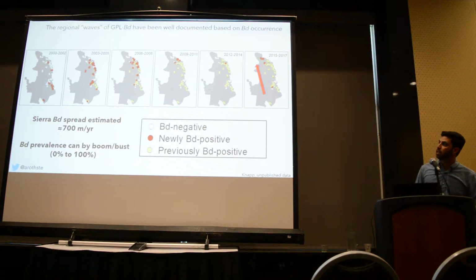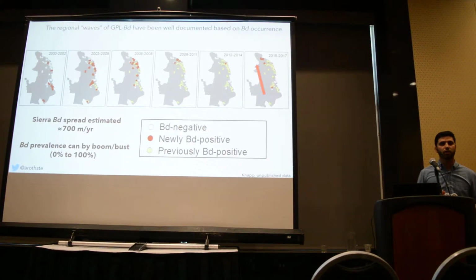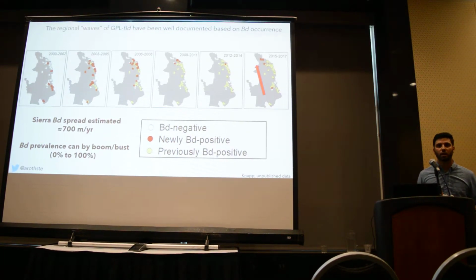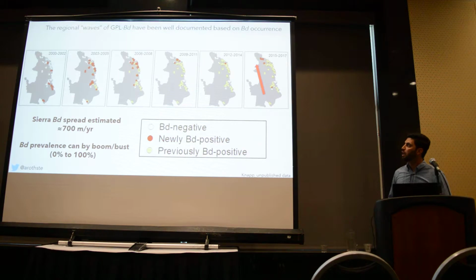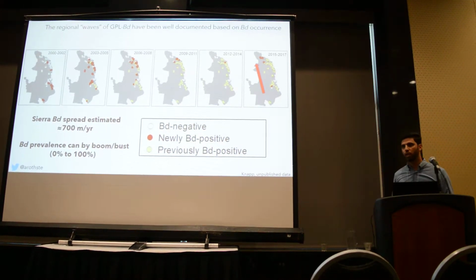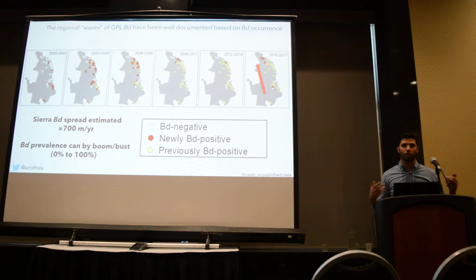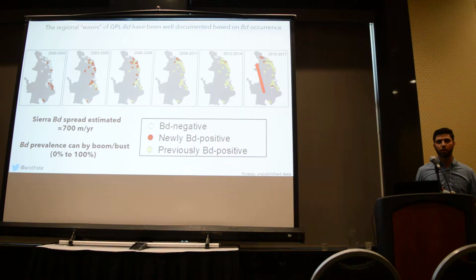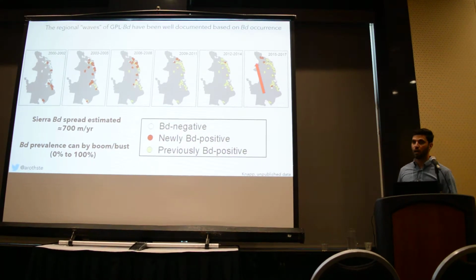What we find is that in the Sierras, a little bit in contrast to Panama, we have a much slower rate of spread, about 700 meters per year. And the prevalence of Bd operates a little bit differently. You could come to a lake basin where all the frogs have no Bd, and then the next season you'll go, and all the frogs will have Bd in that one locality.